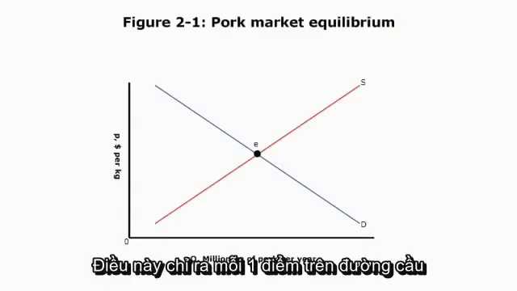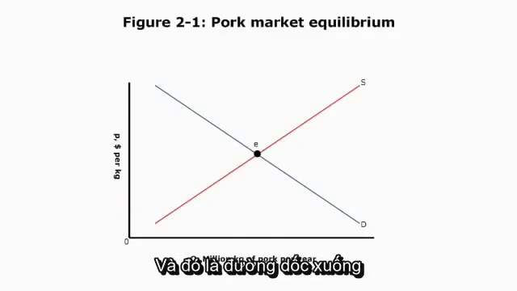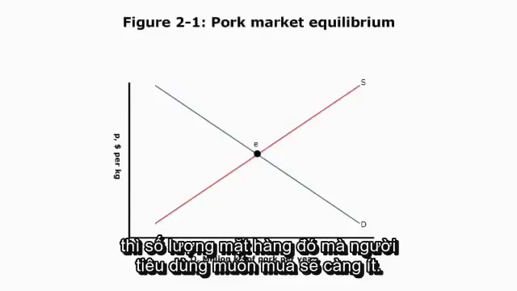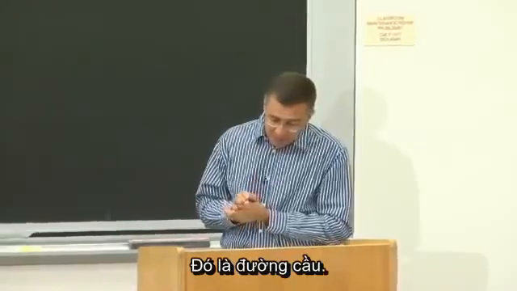So what this says is that each point on the demand curve represents the price consumers are willing to pay for that quantity. And it's downward sloping. The demand curve is downward sloping because as the price goes up, consumers are willing to buy less of a good. So their willingness to pay changes. Okay, so that's the demand curve.